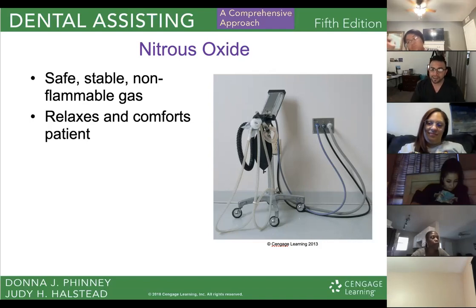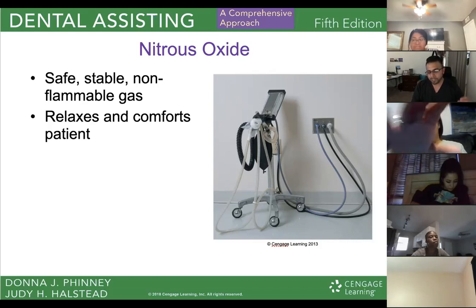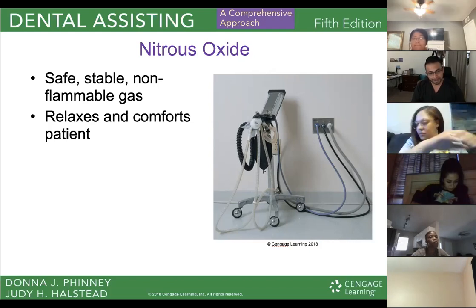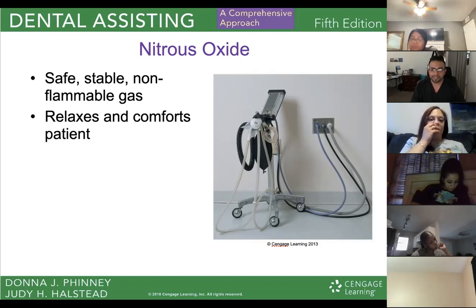I like using it because I like the effect that it puts my patients in, because working on a very anxious patient isn't very fun. But the thing is, you have to get a lot of things out. It's a lot that you have to set up for them. And then once you have a patient under nitrous oxide, you cannot leave the room. You have to be in the room with them at all times.